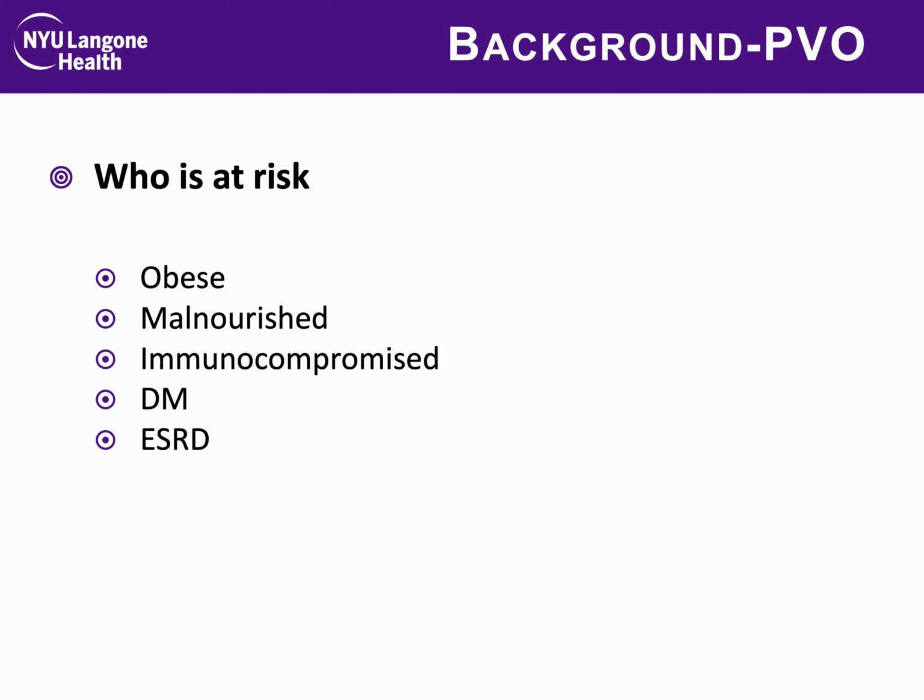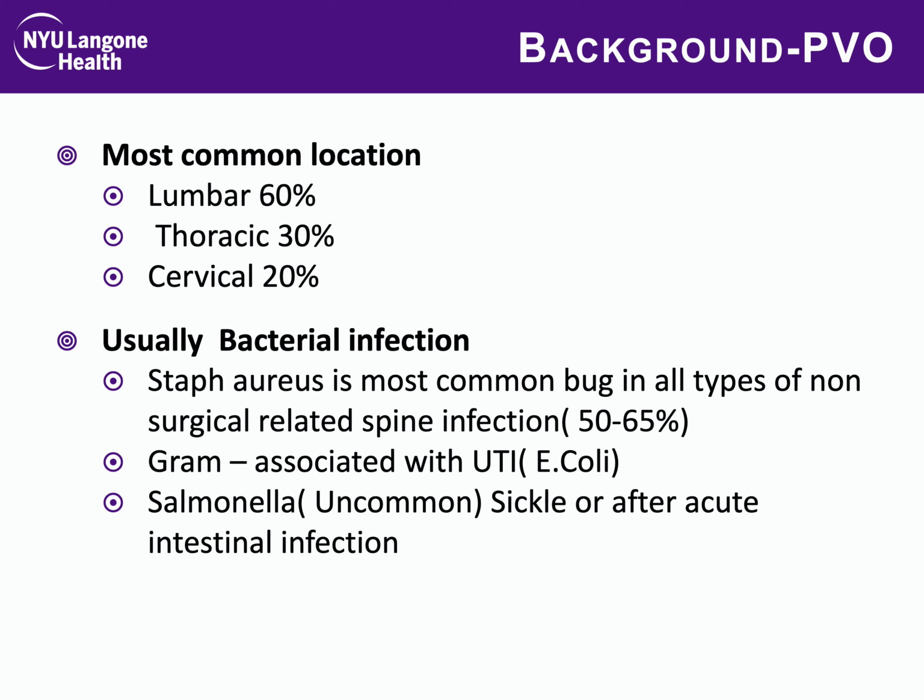Okay, so the term PVO encompasses the spectrum of disease of osteomyelitis in the adult patient. And so it starts at the bone and then extends into the disc. This is the technical term which we don't commonly use. It's also called spondylodiscitis. So who's at risk? Patients who are obese, malnourished, immunocompromised, diabetes is a big one, and end-stage renal disease. The lumbar spine is the most common location for PVO, which is followed by the thoracic and the cervical spine.